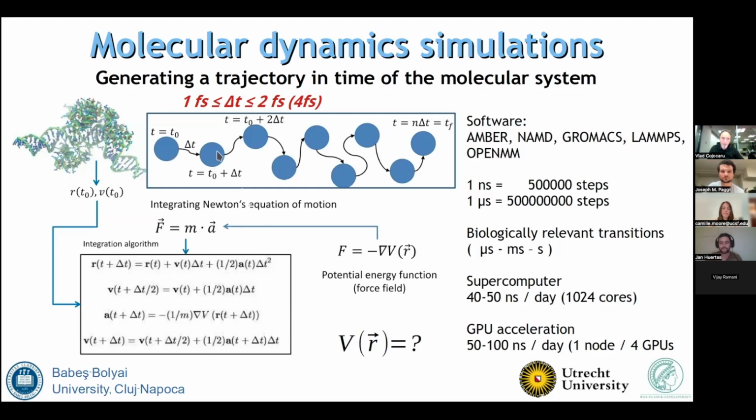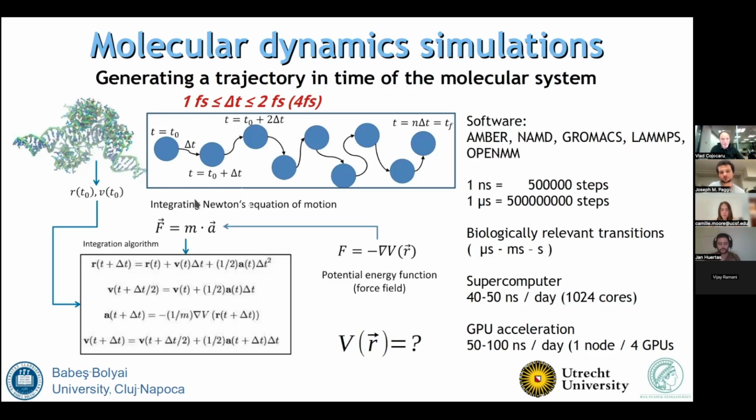Yes, we do. Okay. So you basically generate a movie in time of your molecule. In reality, you just watch the molecule moving. And you are limited here by the time step that you can use, and this is usually between 1 femtosecond to 4 femtoseconds these days.